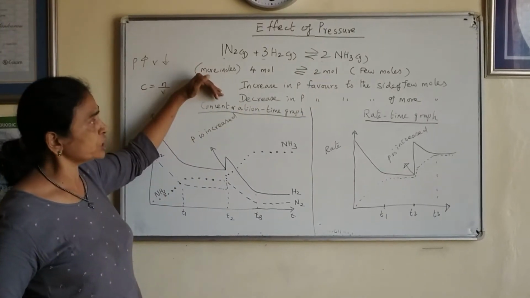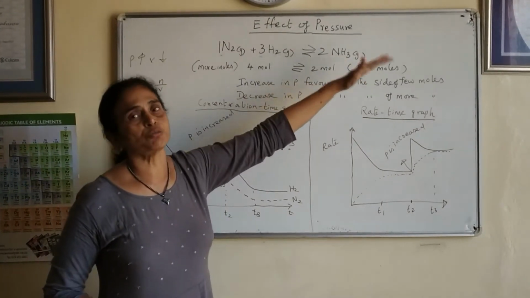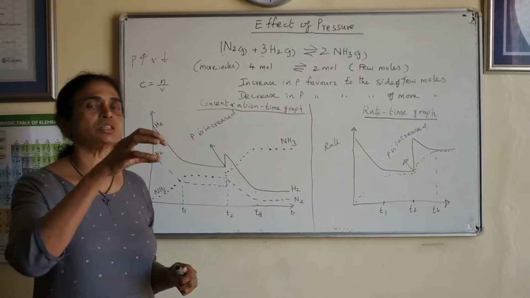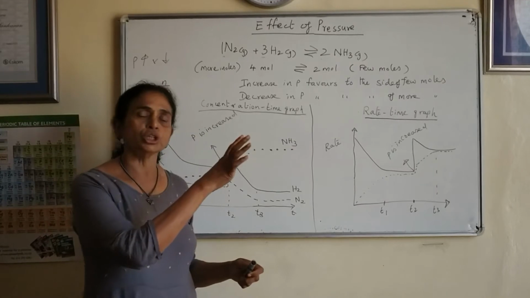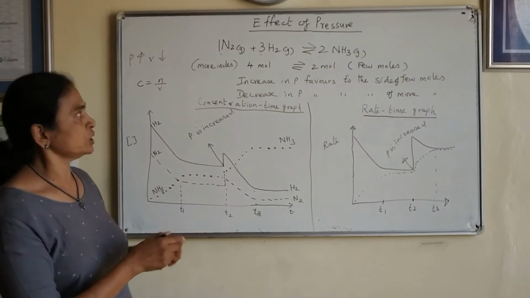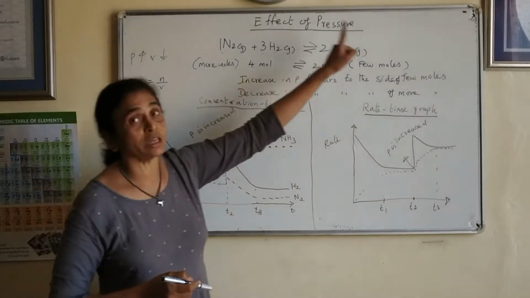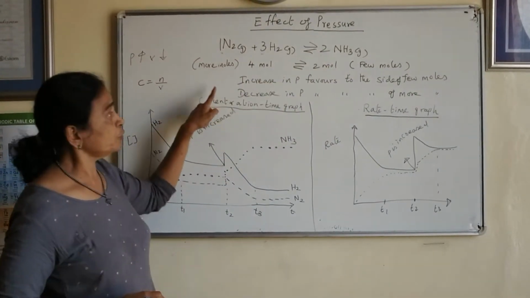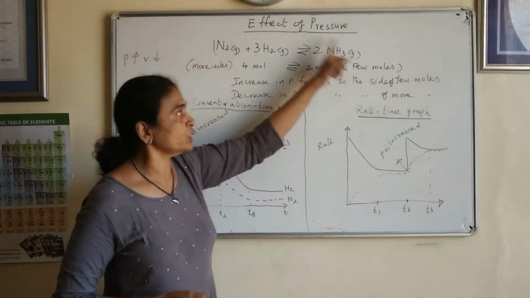If you increase the pressure, the system will try to go to that side where there are fewer moles, so that the pressure can be decreased. Because you are increasing the pressure, the system will try to decrease the pressure. Because fewer moles, fewer collisions, less pressure. More moles, more collisions and more pressure. So when you increase the pressure, the system will try to decrease the pressure. Then it will favor that side where there are fewer moles. But if we decrease the pressure, the system will go to that side where there are more moles. So it will go to the left.